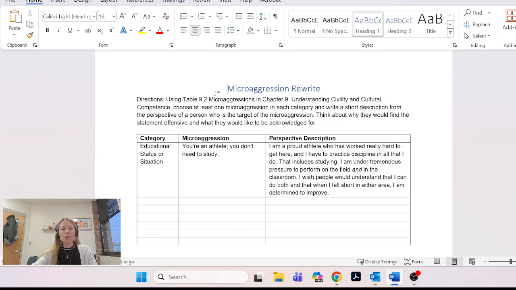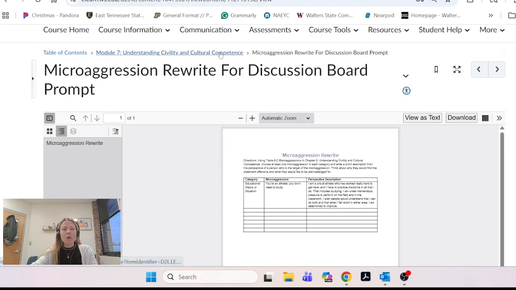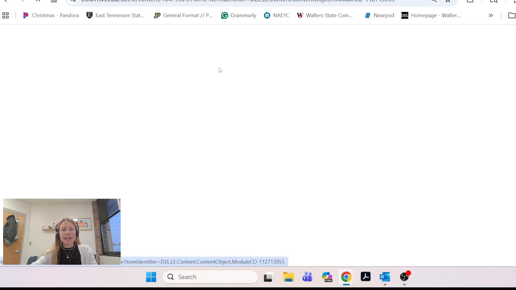And remember, you do have to use table 9.2. If for some reason when it got embedded it's not there, you could also go to the textbook, the PDF, and it should be in there because that's the full ebook, which is all located in the Getting Started module. So look that up if you need to see it. So that will be your assignment.